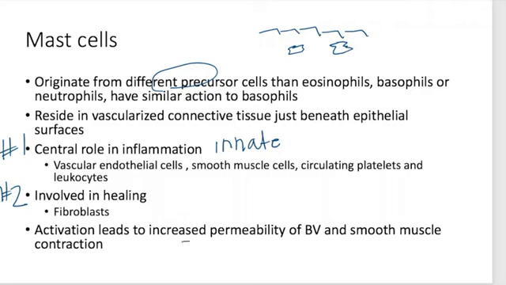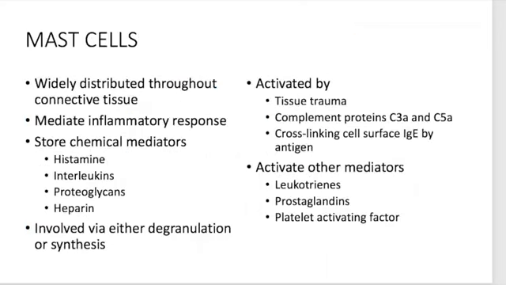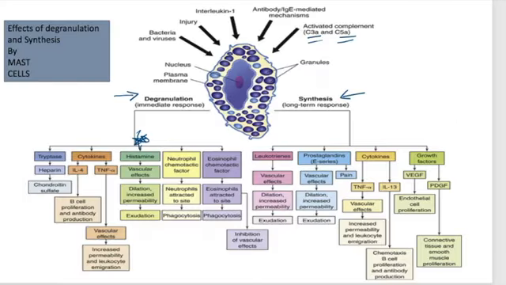All of the activation leads to increased permeability of those blood vessels, smooth muscle contraction, and chemotactic factors too. So here are the chemical mediators that are released: histamine, interleukins, proteoglycans, heparin. There is that degranulation or synthesis, and those are all the things that will activate it. So tissue trauma, complement proteins, cross-linking, activated by other mediators such as leukotrienes, prostaglandins, and platelet activating factor. Again, this is a nice synopsis of what the effects of degranulation and synthesis of the mast cells is.